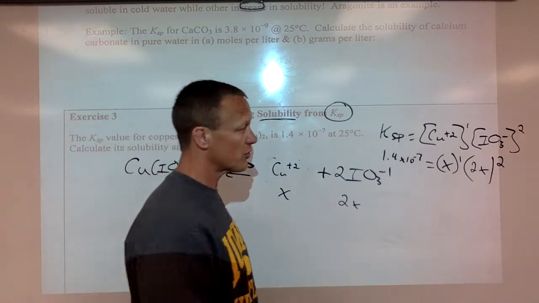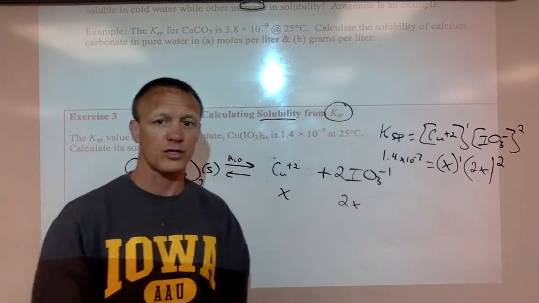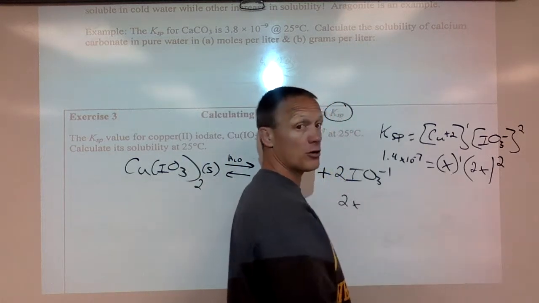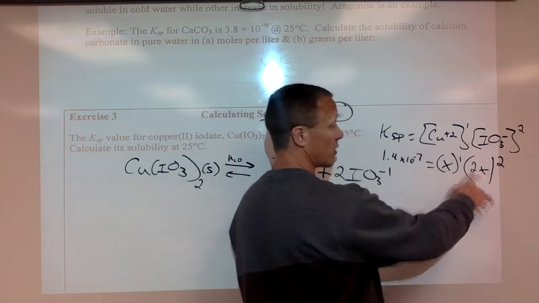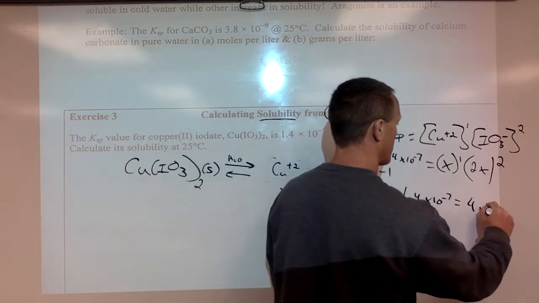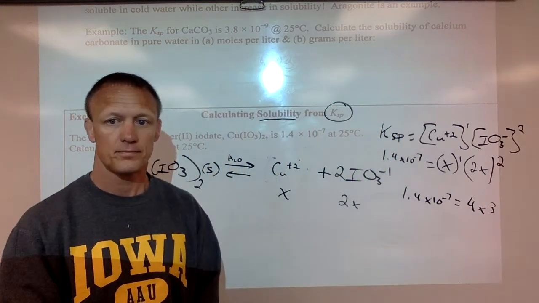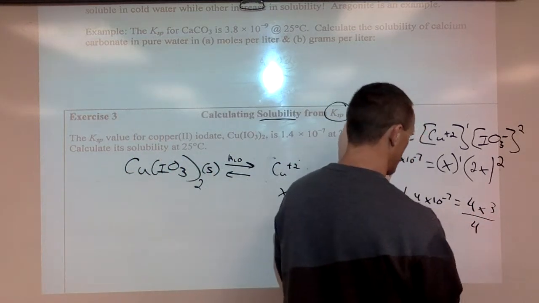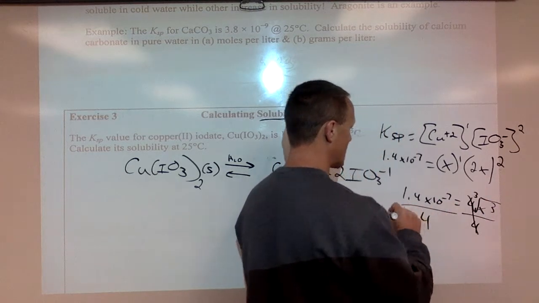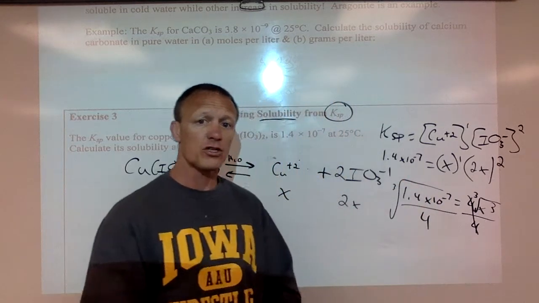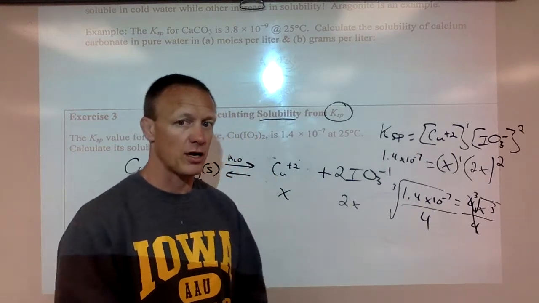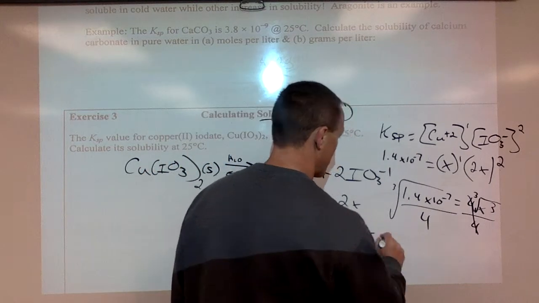You've got to be careful here. 2x squared is actually not just 2x squared. 2x times 2x is 4x squared, times x is 4x cubed. So we have 1.4 times 10 to the -7 equals 4x cubed. Hopefully your algebra skills are decent. We're going to divide by 4, and that will make those cancel. We'll take the cube root of that and the cube root of that. If you're using your big calculator, you may have to hit the caret key, parentheses 1/3 for the cube root. Maybe it has a cube root on it. So that'll give us our x value.